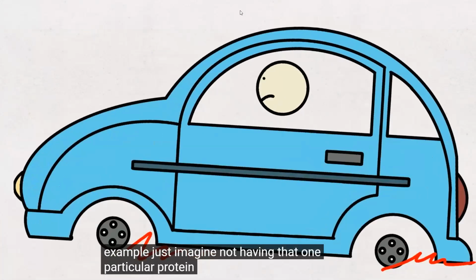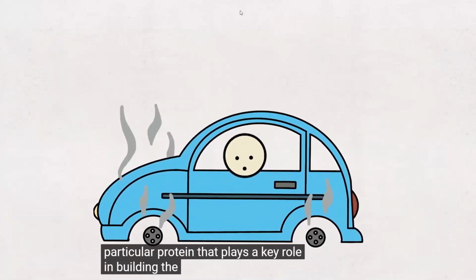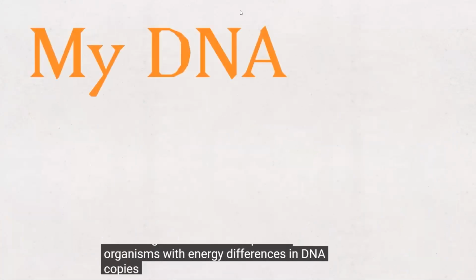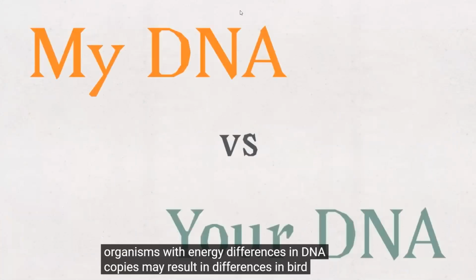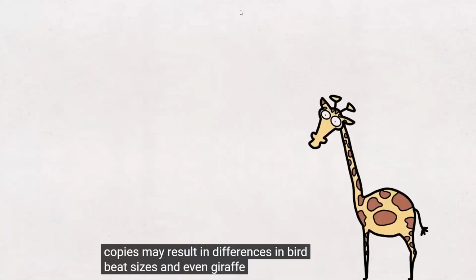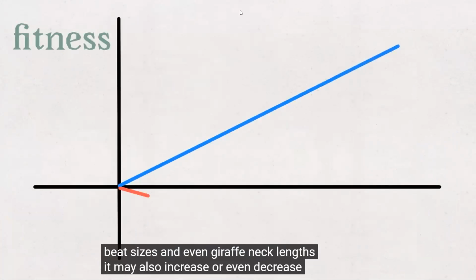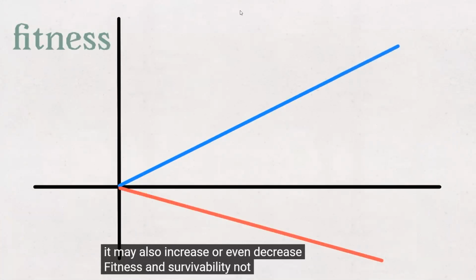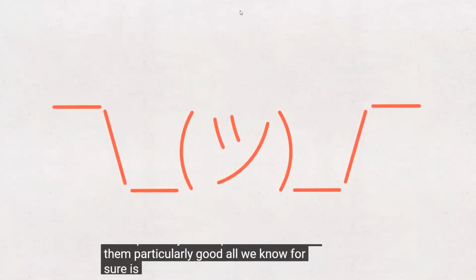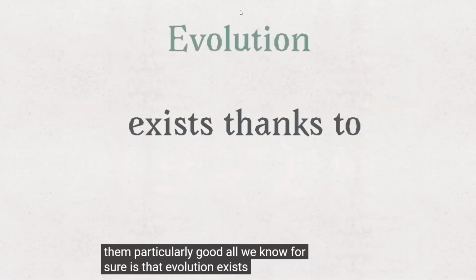For example, just imagine not having that one particular protein that plays a key role in building the structures to provide organisms with energy. Differences in DNA copies may result in differences in bird beak sizes and even giraffe neck lengths. It may also increase or even decrease fitness and survivability. Not all DNA mishaps always end up bad, nor are all of them particularly good. All we know for sure is that evolution exists thanks to these variations.